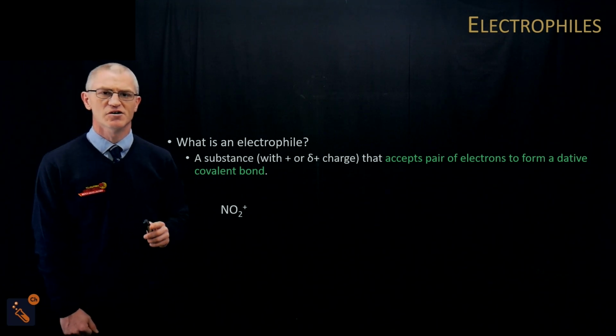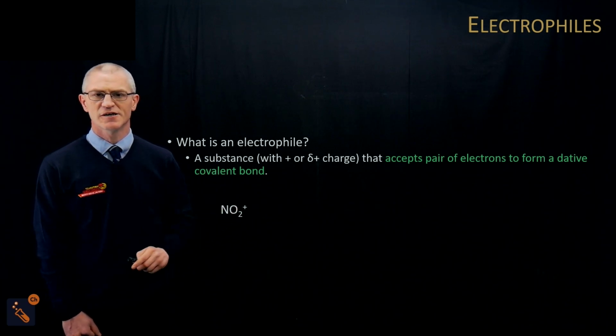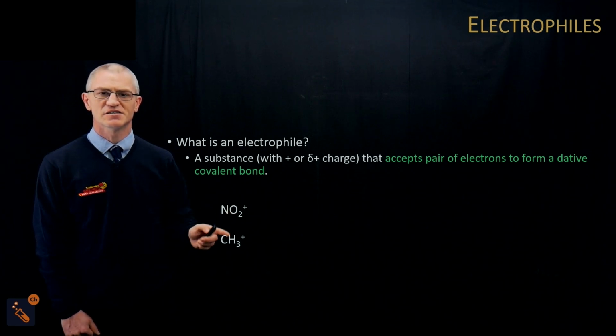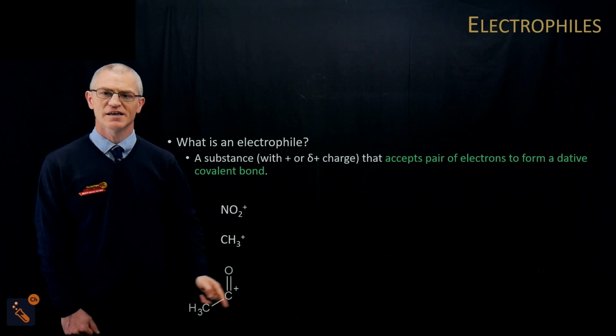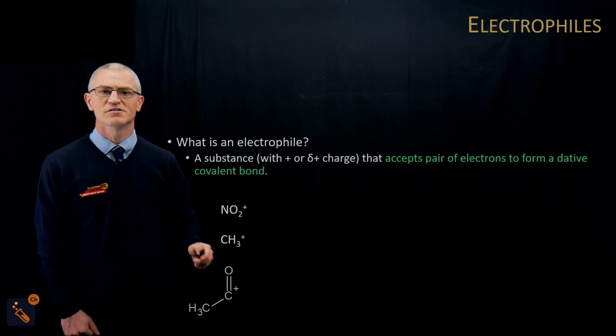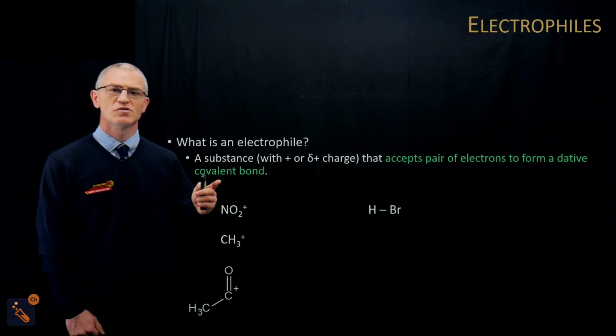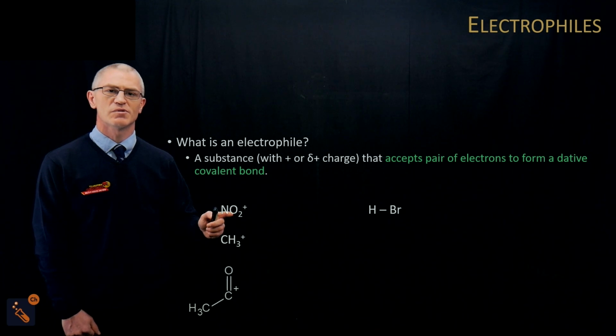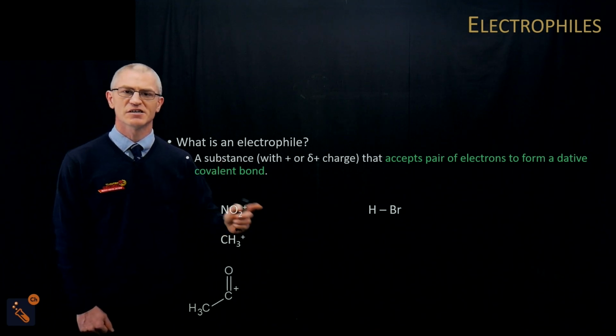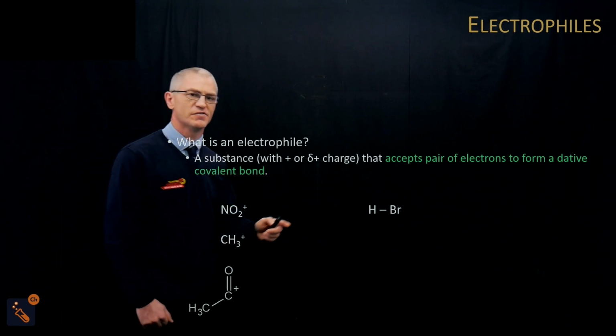Now examples of electrophiles are the nitro, NO2+, which is used in nitration. Again, you see this plus. Then CH3+, which is used in alkylation. And then an acyl group, again with that plus, which is used in acylation. Now these are all ones with full plus charges, so they'll accept a pair of electrons to form a dative covalent bond.